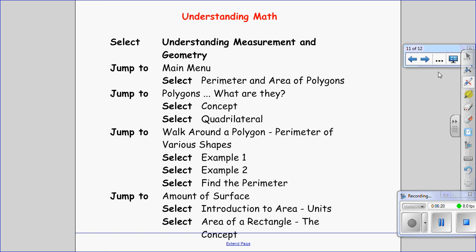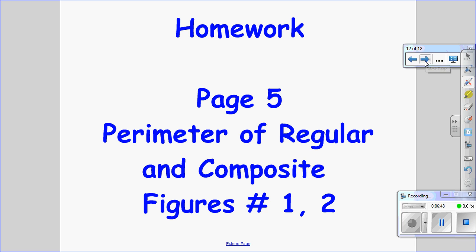Okay. If you have some time and you want to go on the school computers in the library, there's a really neat program called Understanding Math that has some extra practice that you can do with the perimeter and area of polygons, which are regular figures, okay, or regular shapes, so you can find quadrilaterals and circles, etc. So you can go through and do a bunch of these questions. You'll see there's some area questions as well, which is what we're going to deal with tomorrow. And homework, page 5, perimeter of regular and composite figures, questions 1 and 2.